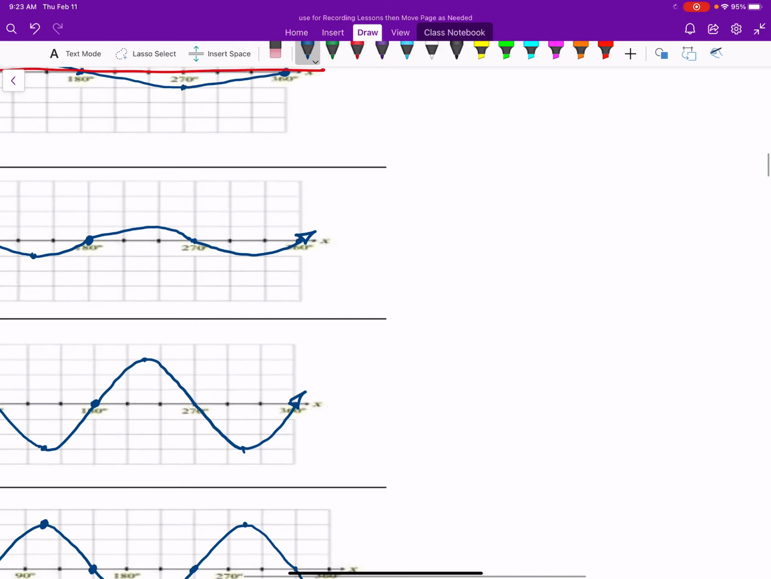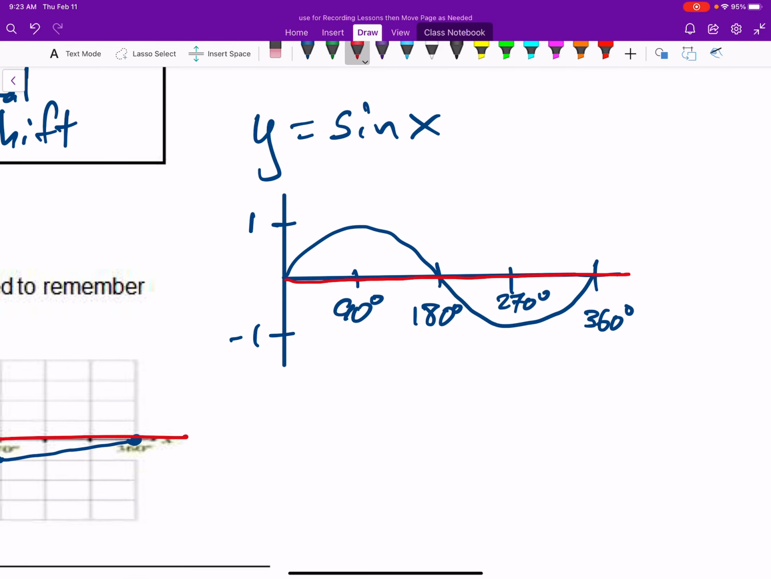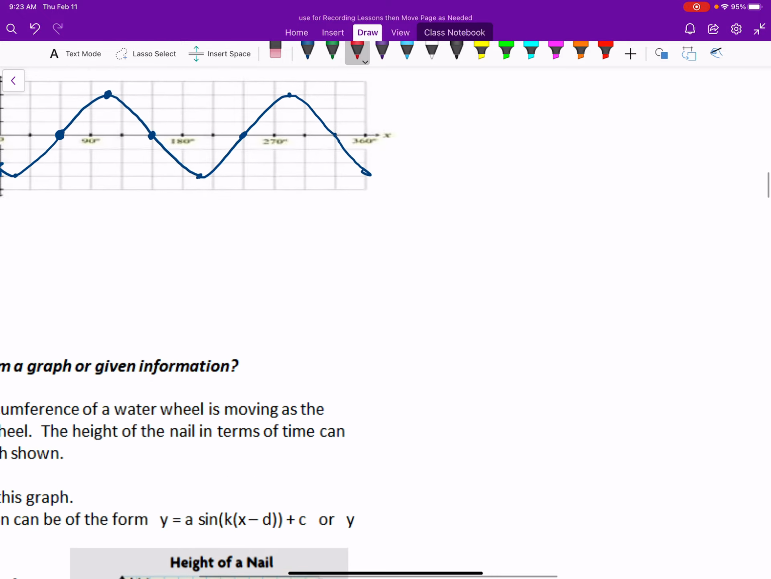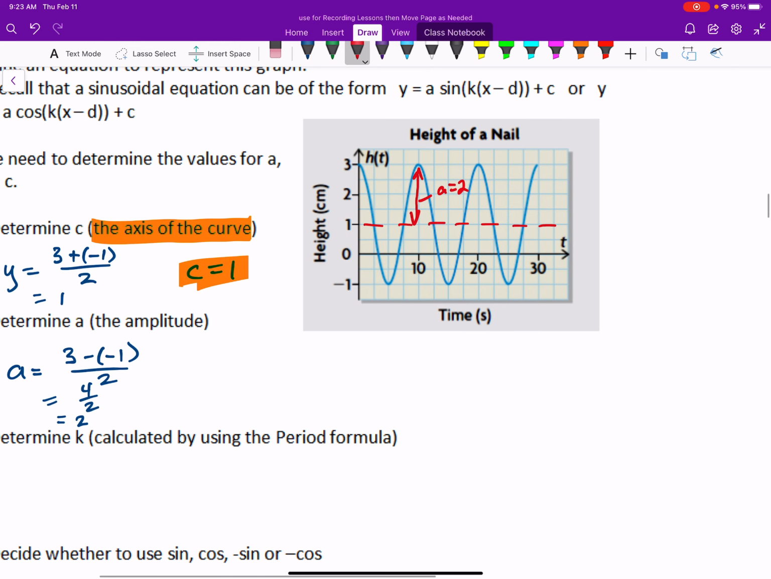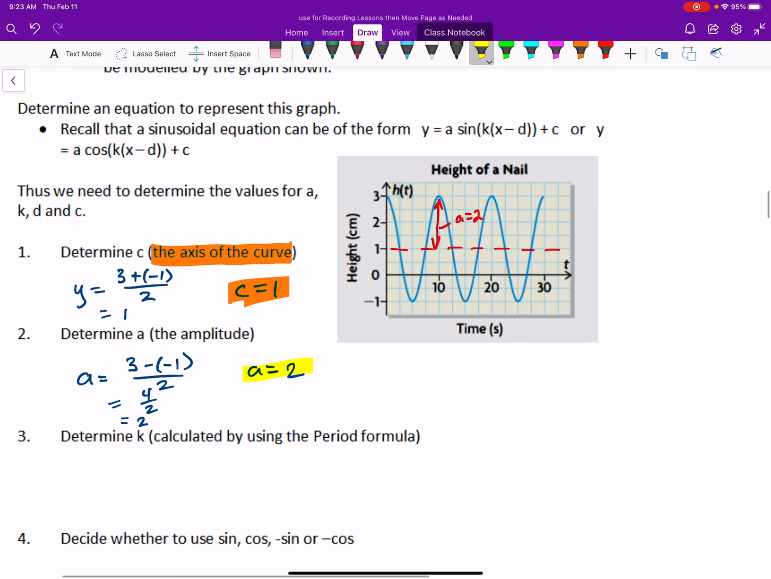Remember, on our parent function, the amplitude is 1. So in order to get whatever the amplitude is on our new function, it must have been stretched by that amount. Since this one has an amplitude of 2, it must have been stretched by 2. So A equals 2 is my vertical stretch. So there's my A value. Okay, so I'm just gathering A, K, D, and C so that I can then put it into an equation.